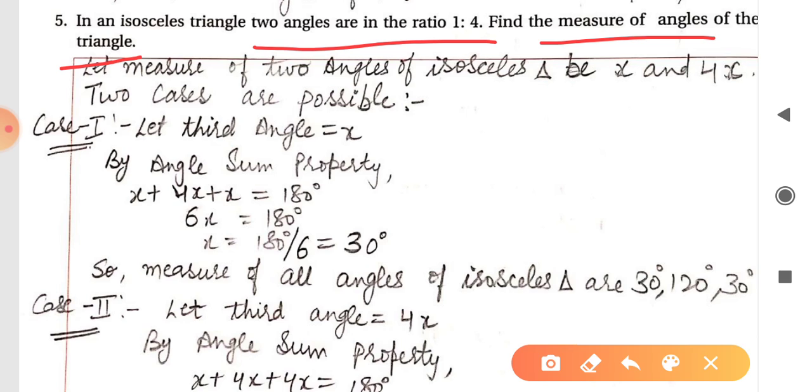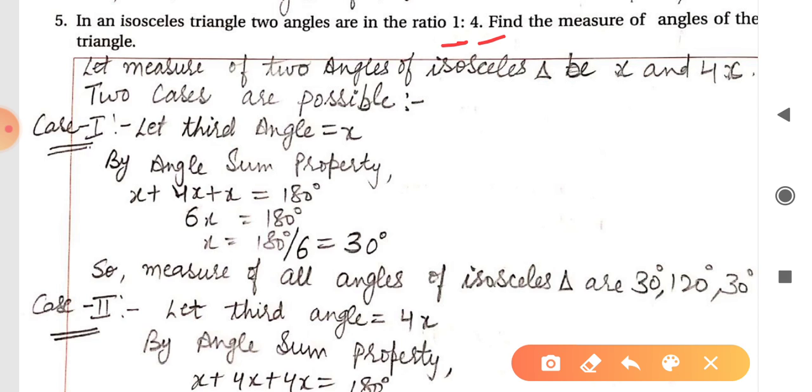We have to find all three angles of the triangle. Firstly, we will assume the measures of two angles of the isosceles triangle to be x and 4x. One is 1x and the second is 4x. Then for the third angle, there are two possible cases. In the first case, we will assume that the third angle is 1x, and in the second case, we will assume that the third angle is equal to 4x, because it is not given what the third angle is.